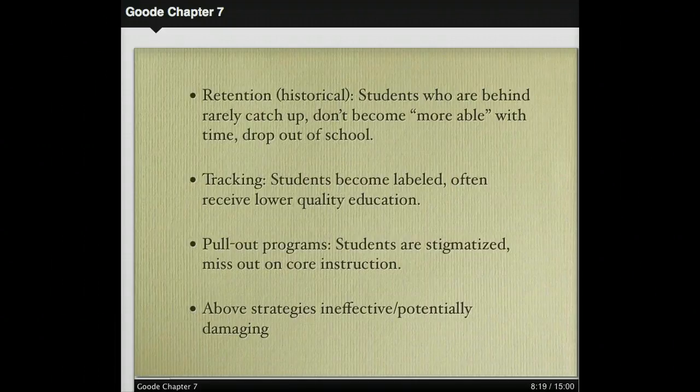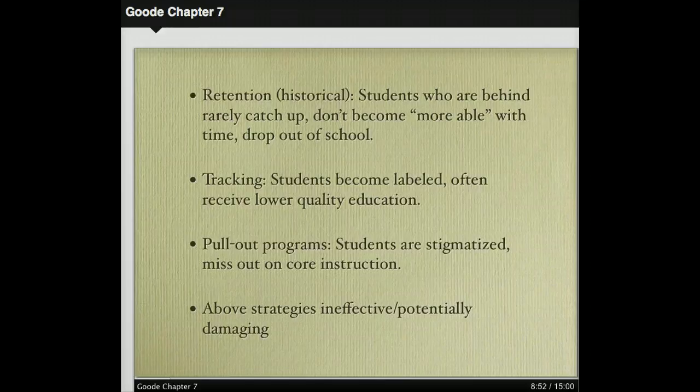So they don't usually catch up, and in time they tend to drop out completely because they're not with their peer groups, they're not successful, and their needs are not being met. Another strategy has been to track, or to place students in homogeneous groups. And again, the problem with this is that they can often become labeled and identified early on, and then they don't necessarily ever move out of that track. And research has shown that they often receive a lower quality of education, so they're kind of locked in and doomed from the beginning.